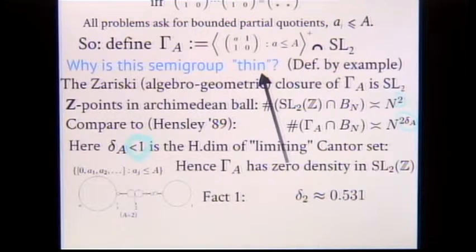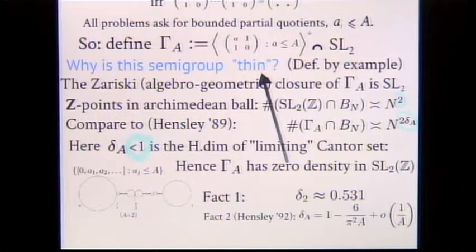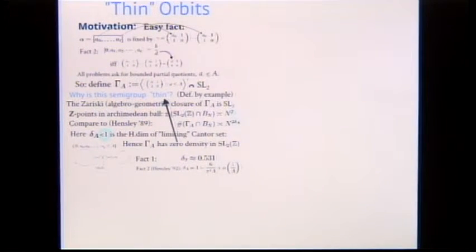And some facts you need to know about these dimensions. This dimension, delta 2, has been studied for like 100 years. It's something like 0.53. And as you relax A, as you let the size of the partial quotients get larger and larger, well, I don't think it has to do with square-free numbers that much, but zeta of 2 does make an appearance. We know the rate at which these dimensions are going to 1. Okay, so that was thin orbits.